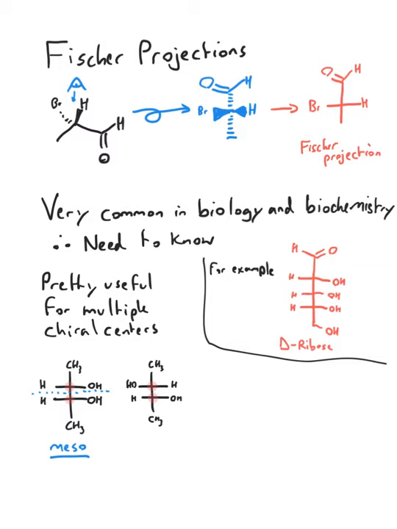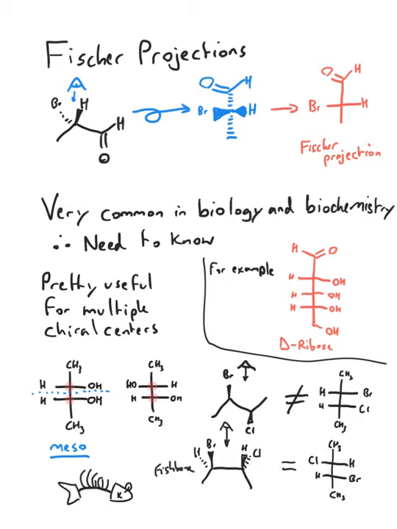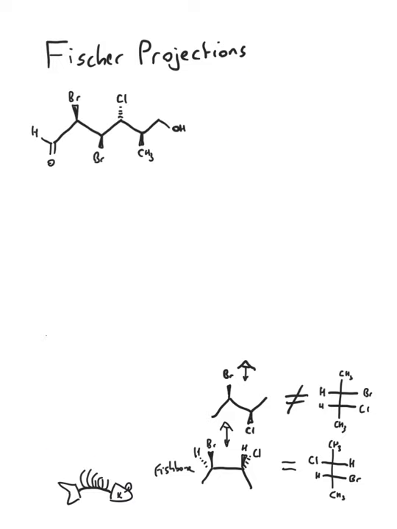At first, Fischer projections seem simple and easy, and it's like, why aren't we doing this before? But if you think about what's happening, it gets slightly more complicated, especially with more than one chiral center. The top-down view is not the top-down view of a zigzag. It is the top-down view of a fishbone structure. That's what we like to call it here.